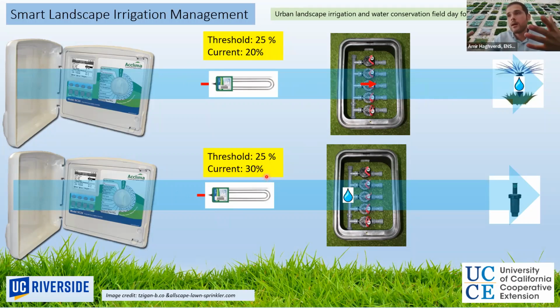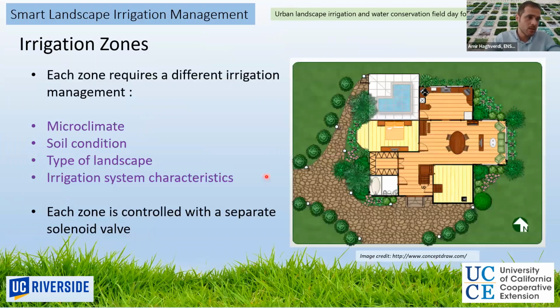But in the second scenario, when it's wet, it's 30%, this is the sensor reading. The sensor does not even let the signal pass to the valve. So although the controller attempts to open the valves, it's not going to happen. So you still need to have the controller programmed, but sometimes the sensor lets the valves open and sometimes it doesn't. And that's all based on the threshold that is programmed.